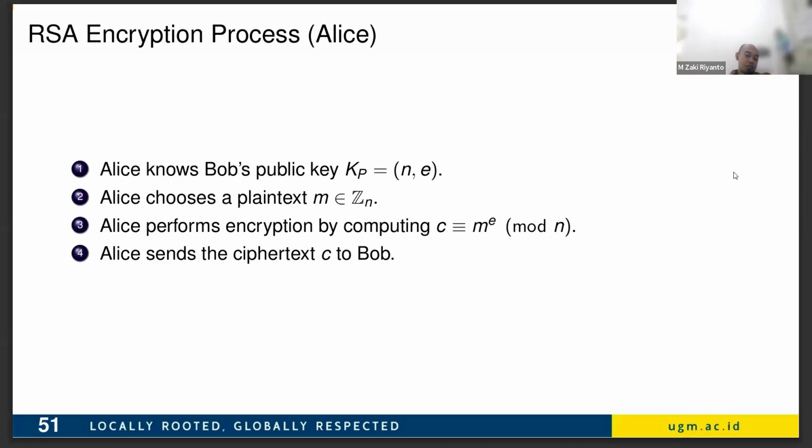And after that, Alice now knows the public key from Bob, that is N and E, and then Alice chooses the plaintext M, and then Alice performs the encryption by computing M to the power of E modulo N. It's very simple, and then Alice sends the ciphertext to Bob.